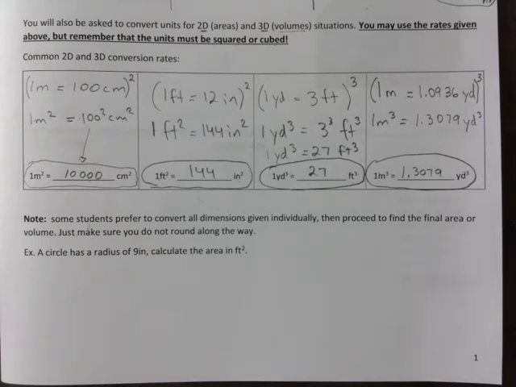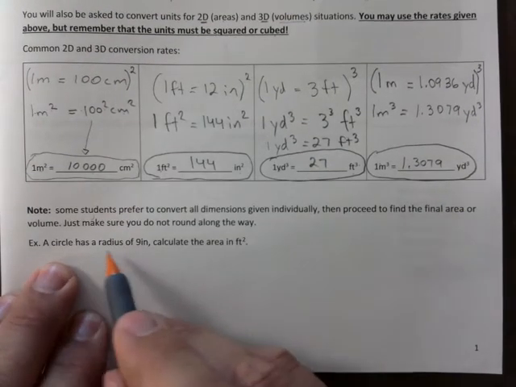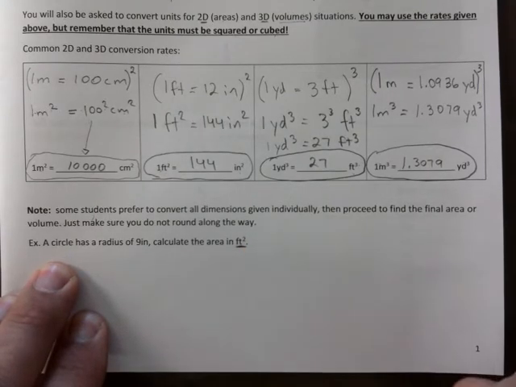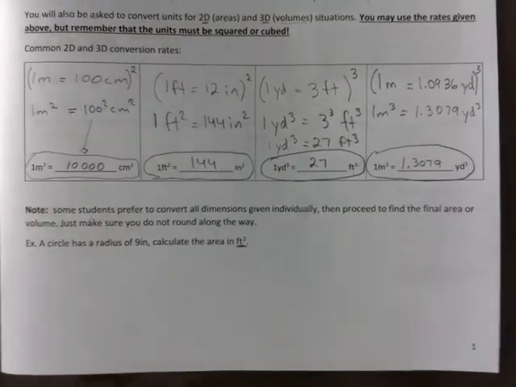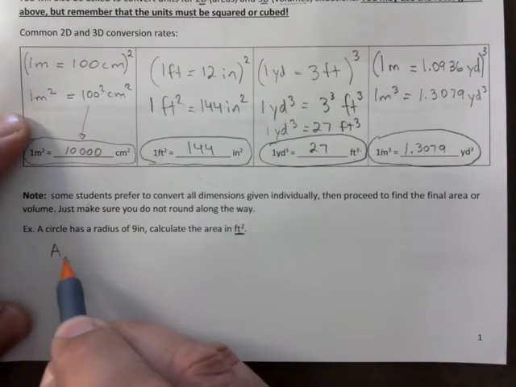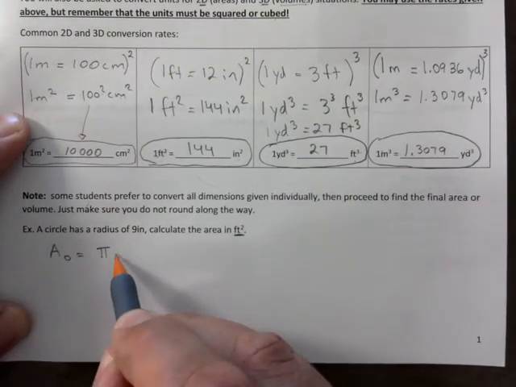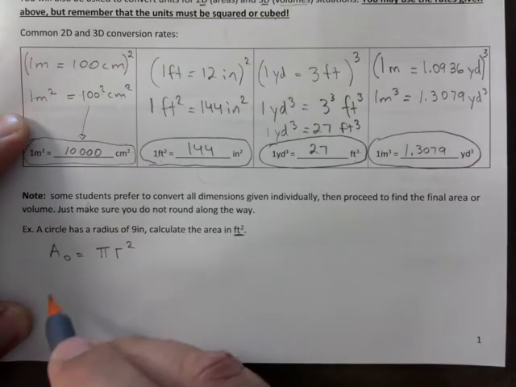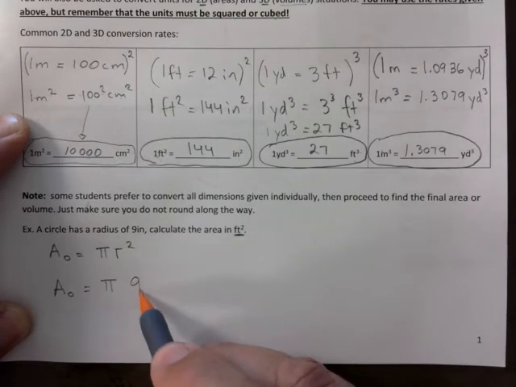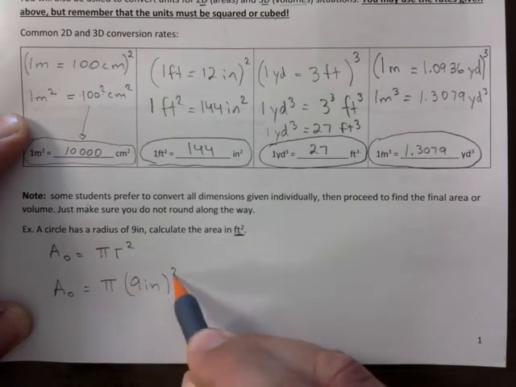I personally will most likely just find the volume or area and then convert at the end. That's what I will do, okay? So here we go. A circle has a radius of 9 inches. Calculate the area in square feet. This is where the calculator is going to be. I'm going to show you how to use pi and all of those things. So the area of a circle is pi times radius squared. I'm going to go area of a circle is pi times 9 inches squared.